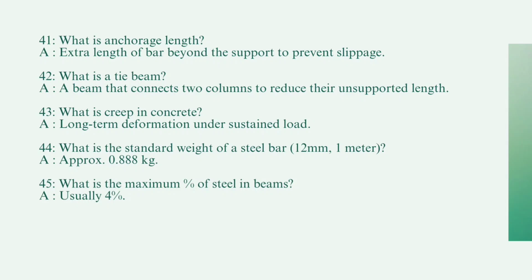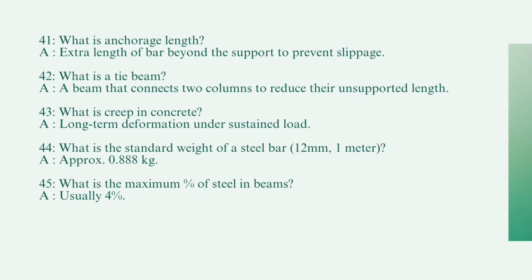but the anchorage length. And what is a tie beam? A beam that connects two columns to reduce their unsupported length is a tie beam. Now the next is, what is creep in concrete? Long-term deformation under sustained load is nothing but the creep. The next is, what is the standard weight of a steel bar? For 12 mm in diameter and 1 meter in length, it is approximately 0.888 kg.